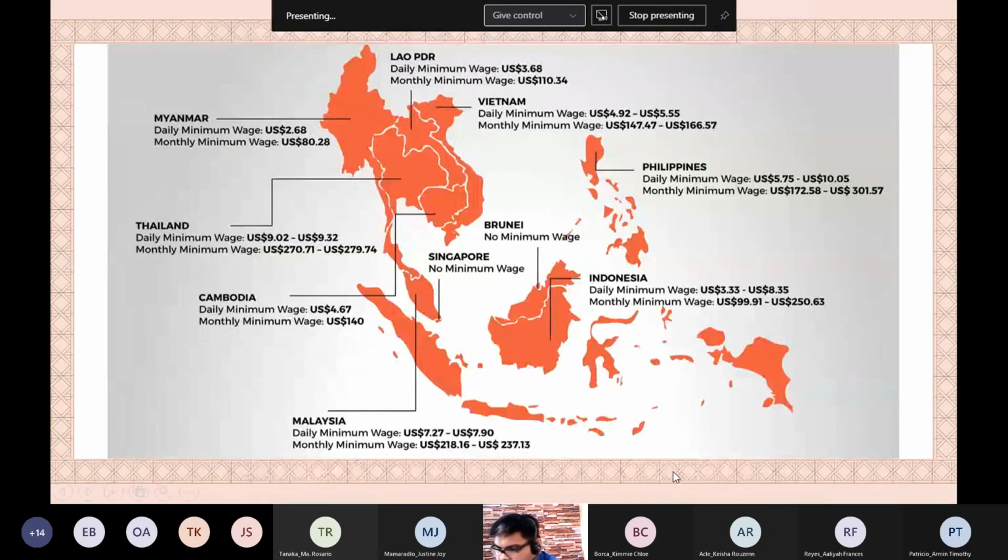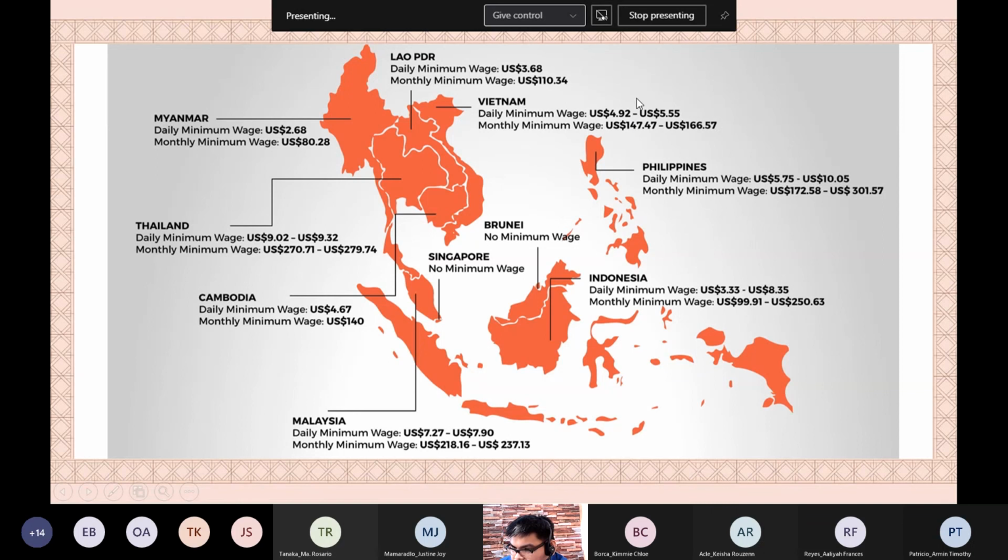Okay, here are the daily minimum wages of the countries in the ASEAN region. As you can see, si Brunei at Singapore, bukod tanging, no minimum wage. So, depende sa kanila yan. No? We will not elaborate on them. Sa Pilipinas, 5.75. Sa Indonesia, mas mababa ang pasweldo sa kanila, $3.33 lang. Ito yung pinakamababa. No? Kasi sa Pilipinas, 5.75, 260-something lang yan.